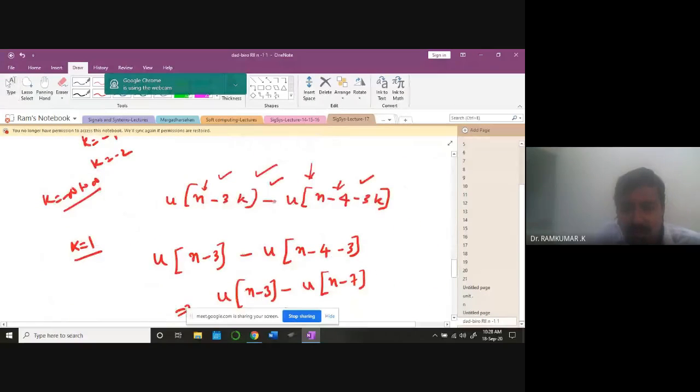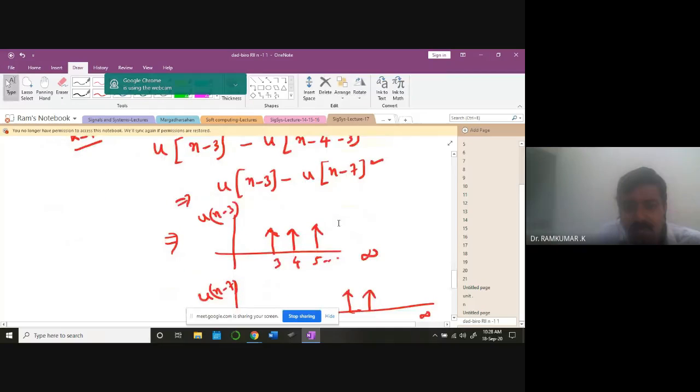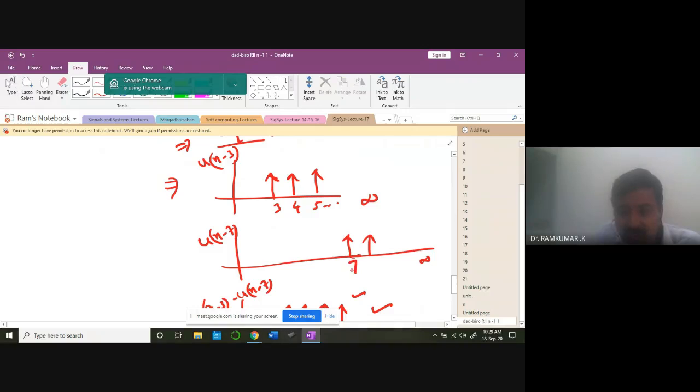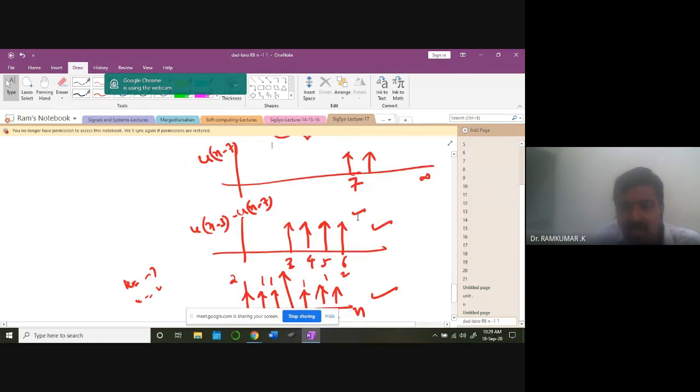For k equal to 1, if I plug in k equal to 1 here, what do I get? I get u of n minus 3 minus u of n minus 1. Can you see that signal now? How does that signal look? This is u of n minus 3 starting from 3, and u of n minus 7 starting from 7. When I subtract these two, I get these 4 samples. These are all the 4 samples I'm going to get.